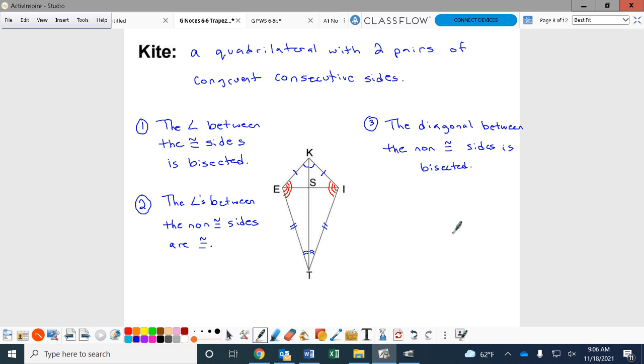So the diagonal that is between the non-congruent sides is the one that goes right here between the E and the I. This diagonal is cut in half so that this piece right here is congruent to this piece right here. That would mean ES is congruent to IS. Now, KS is not the same length as ST. It's not cut in half that way. It's only cut in half between the non-congruent sides.